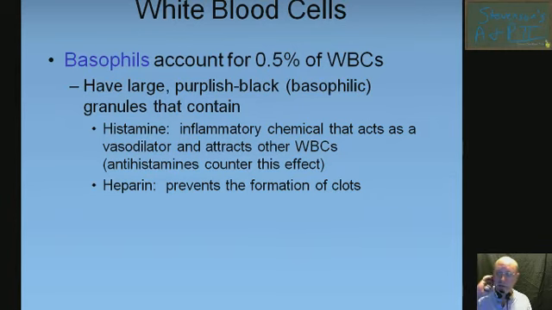Basophils account for about 0.5% of all white blood cells, which is a small portion. They have large purplish-black basophilic granules that contain histamine, which is an inflammatory chemical that causes swelling and vasodilation when you're encountering pathogens, and attracts other white blood cells. Antihistamines can help to counter this effect. Heparin also helps prevent the formation of clots, and heparin is produced by these cells.